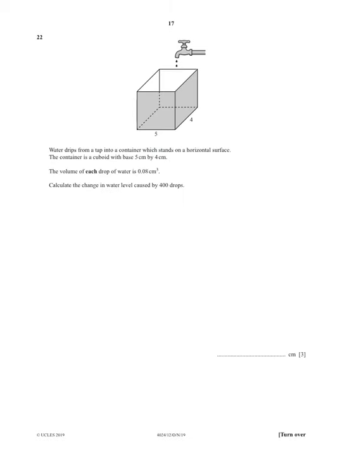Alright, it's question number 22. Water drips from a tap into a container which stands on a horizontal surface. The container is a cuboid with base 5 by 4. So the volume of the container will be equal to 5 into 4 into height, and the height is unknown. After that, it says that the volume of each drop of water is 0.08 centimeter cube. Calculate the change in water level caused by 400 drops.